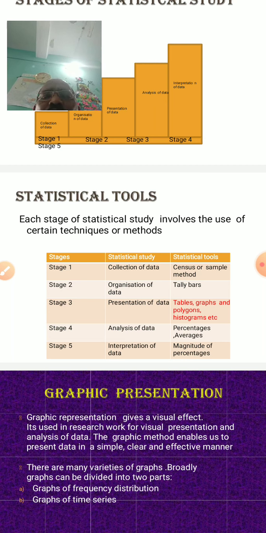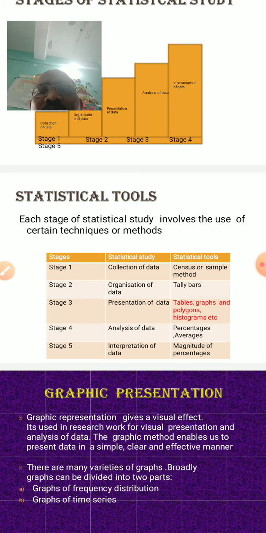Then coming to stage 2, organization of data. This organization of data must be measured through the tabulation or classification of data. Then stage 3 is the presentation of data. In the presentation of data, the statistical tool used is table, diagram, and graphical presentation of data. And then stage 4 and 5 we will read in the next class.